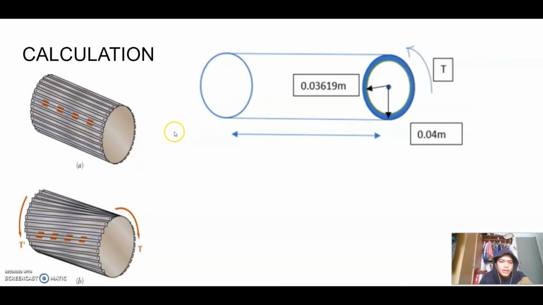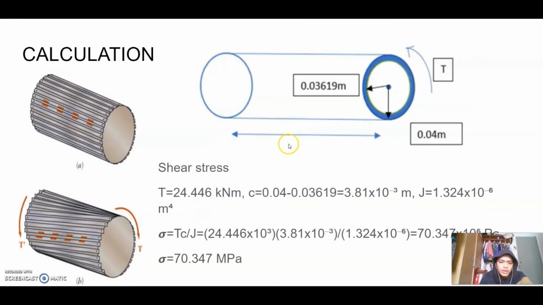The slots slide with respect to each other when equal and opposite torques are applied to the ends of the shaft. The shaft is a hollow shaft structure, so we can calculate the shear stress like this. The torque is 24.446 kilonewton meter, and we can get the value of C by subtracting the inner radius from the outer radius. Then we get 3.81 times 10 to the power of negative 3 meter.